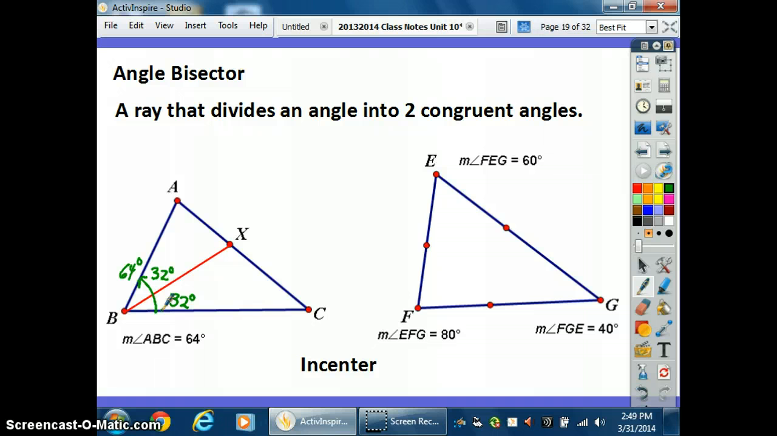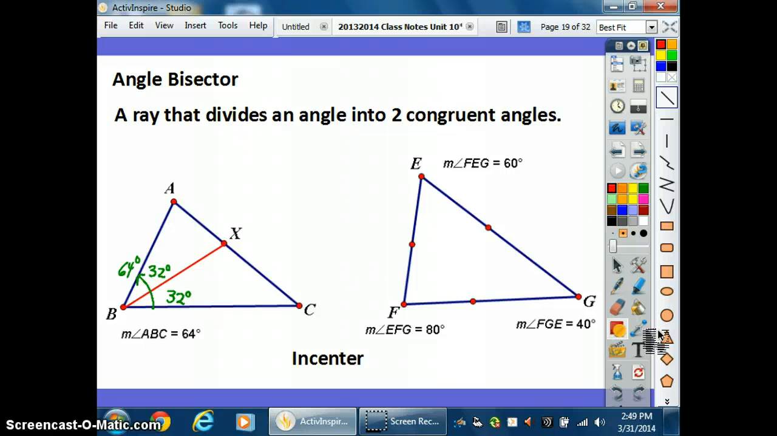Now let's draw in the angle bisectors here. F goes over to here, G, and E. See how they meet? That's a special center also. It's called the incenter.